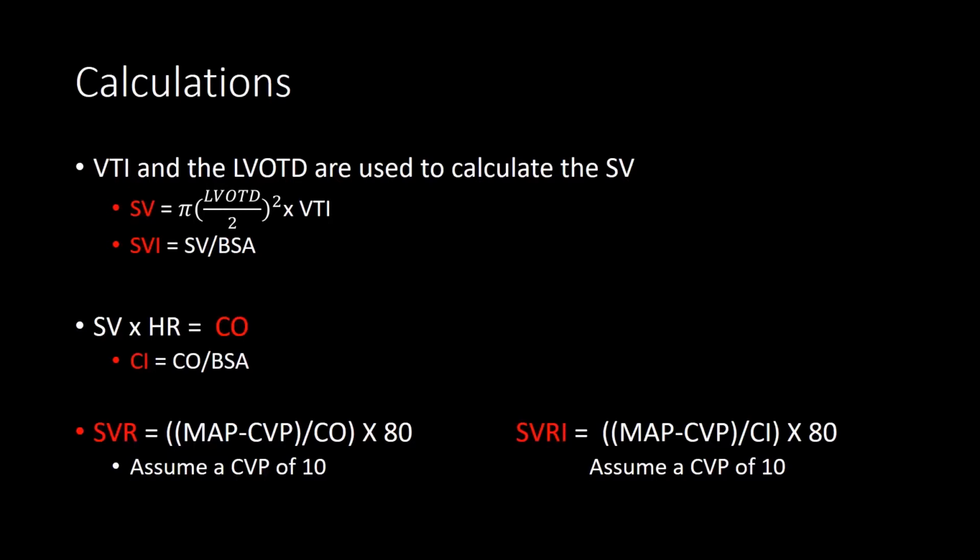The systemic vascular resistance can be calculated if you know the cardiac output and the mean arterial blood pressure. It is the MAP minus the CVP divided by the cardiac output, times 80. We can assume a CVP of 10 for these purposes. We're really just trying to estimate the systemic vascular resistance. We'll go into each one of these equations in a little bit more detail. And the systemic vascular resistance index is the MAP minus the CVP divided by the cardiac index, times 80. And again, you're going to assume a CVP of 10 for this. We're going to go through each one of these equations.